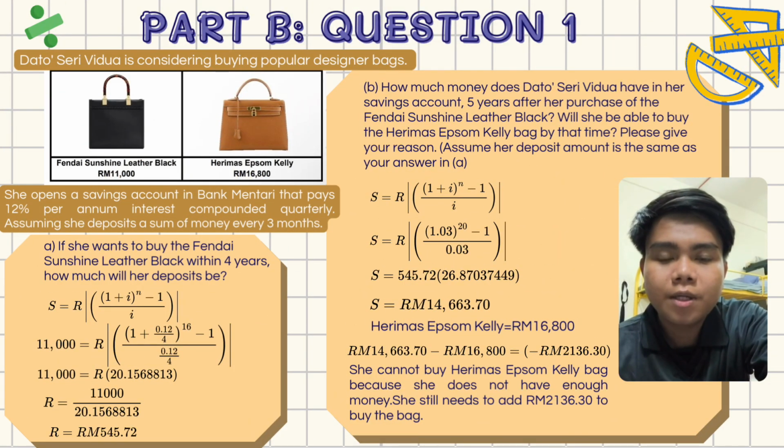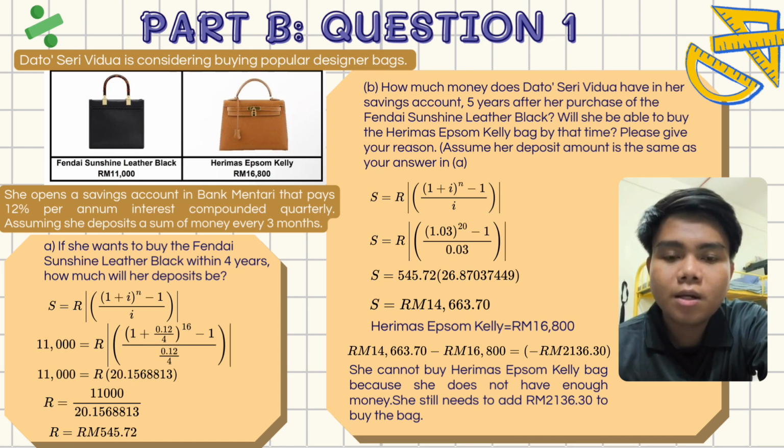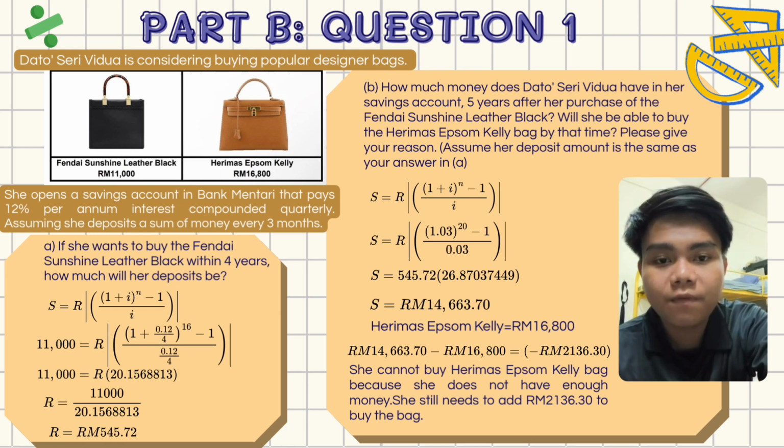Now I'll read the calculation for part A. We start with the annuity formula. S equals R times open bracket 1 plus I to the power N minus 1 close bracket divided by I. Here S equals 11,000 and we want R. The interest per quarter I is 0.12 divided by 4, which is 0.03. The number of quarters N is 4 years times 4 equals 16.